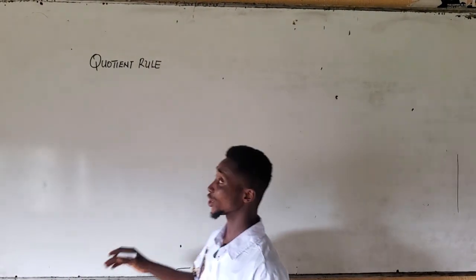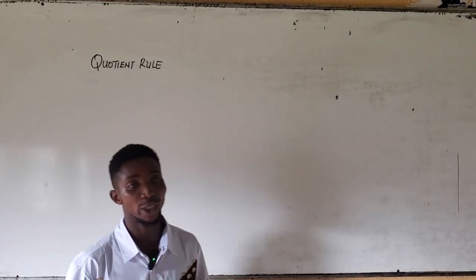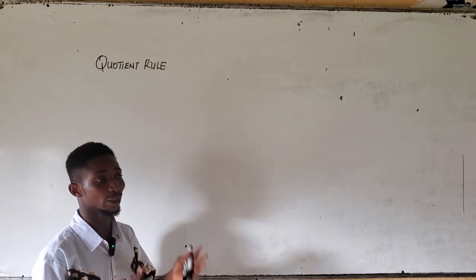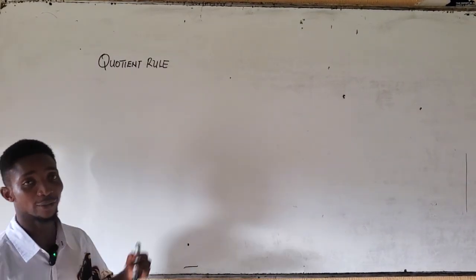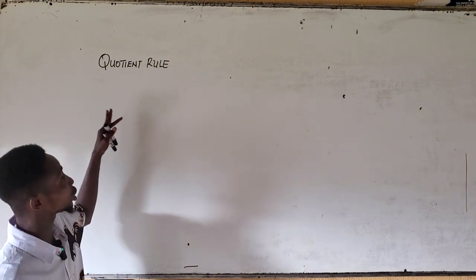Today we'll be learning how to differentiate using quotient rule. When do you use quotient rule? When two numbers are dividing themselves, two expressions are dividing themselves, you use quotient rule. We talked about product rule in the last video, we talked about composite or chain rule. Now we are looking at quotient rule.